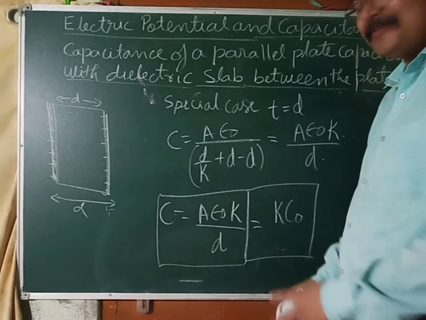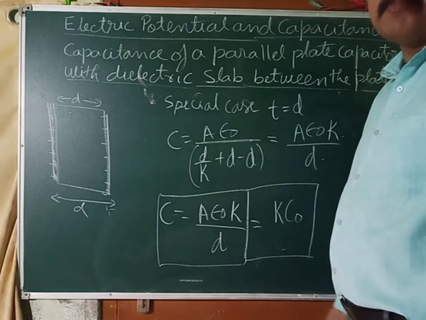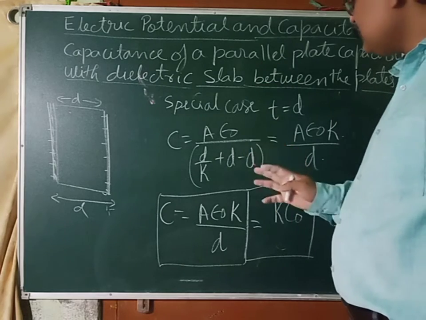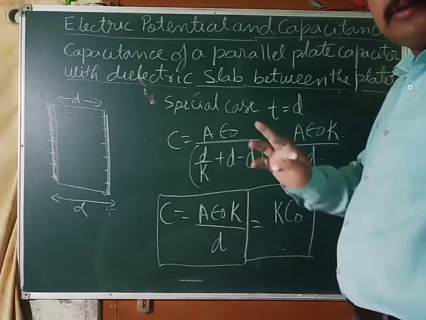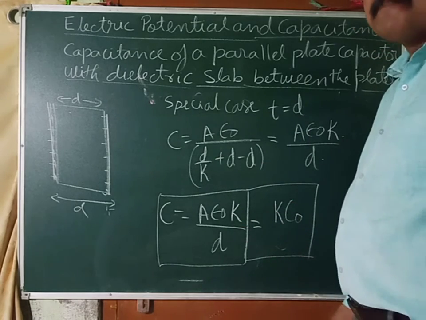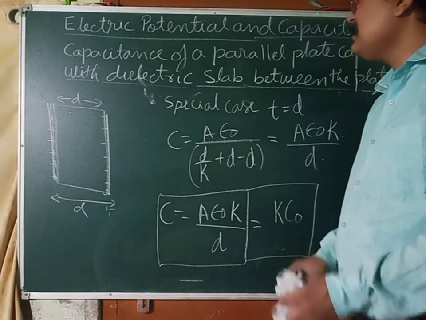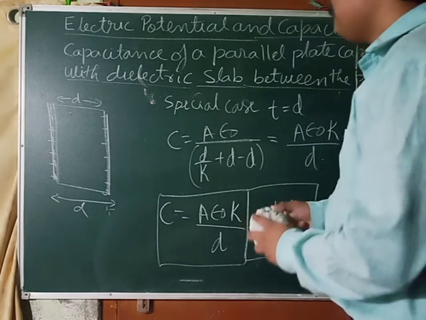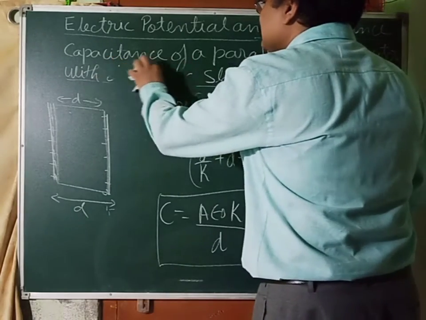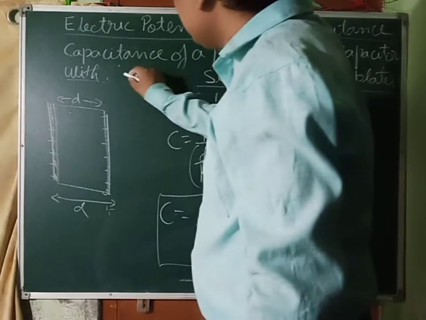Understood? Very good. So that's all about the capacitance of a parallel plate capacitor when you are placing a dielectric slab of any thickness. For any thickness you can use the formula with T, and if it is completely filled, then you can use this one. Now the next heading we are going to study is that we are not putting a dielectric slab, but we are putting a conducting slab. So here instead of dielectric I will write conducting.